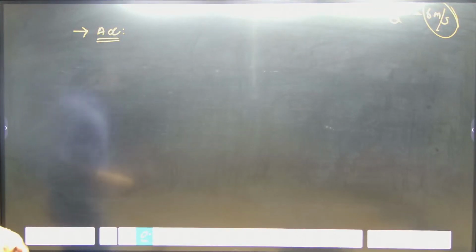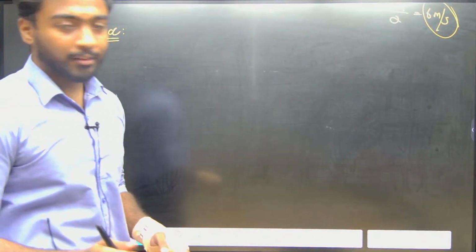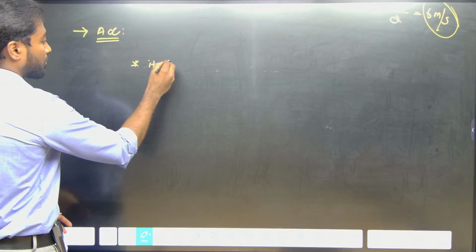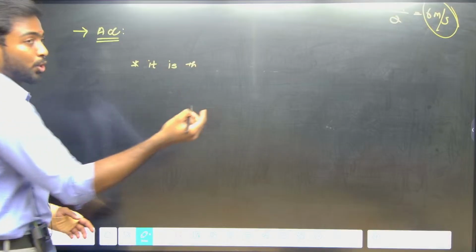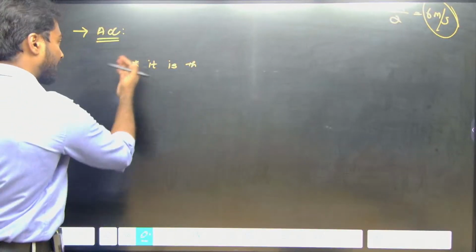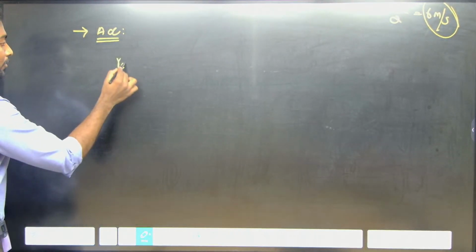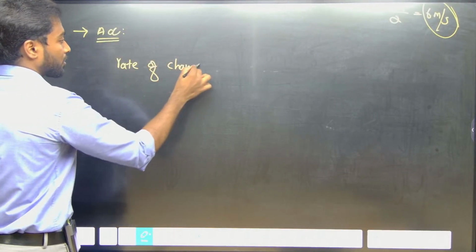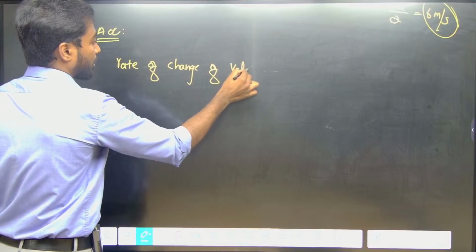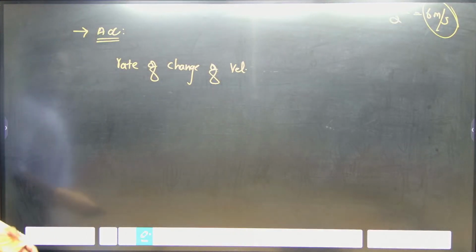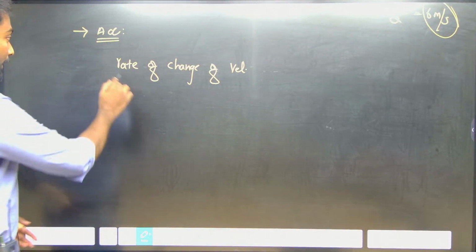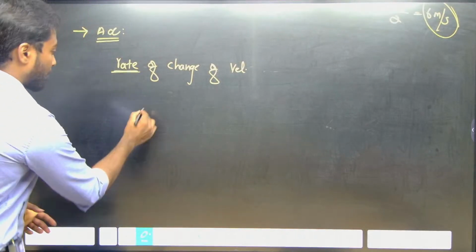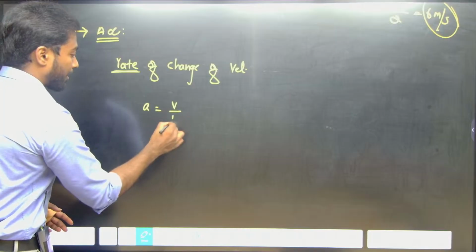So what is acceleration, sir? Acceleration is nothing but the ratio of velocity with respect to time. Like I can say, rate of change of velocity, with respect to time. Whenever we are talking about rate, it is with respect to time only. So acceleration is equal to velocity by time.